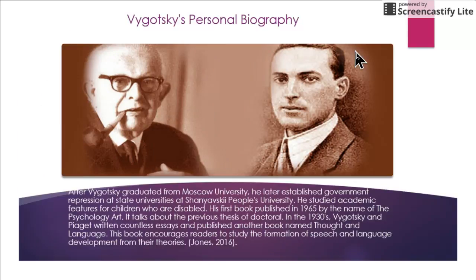Vygotsky's personal biography. After Vygotsky graduated from Moscow University, he later established government repression at state universities at Chernobyl People University. He studied academic features for children who are disabled. His first book, published in 1965, was named Psychology of Art. It talks about the previous doctoral thesis. In the 1930s, Vygotsky and Piaget wrote countless essays and published another book named Thought and Language. This book encourages readers to study the formation of speech and language development from their theories.